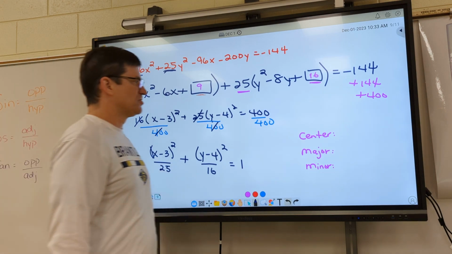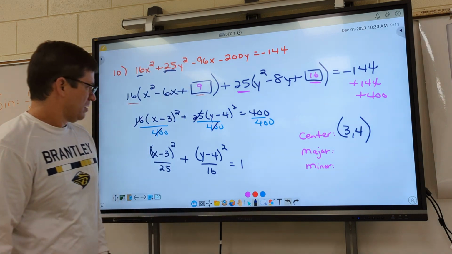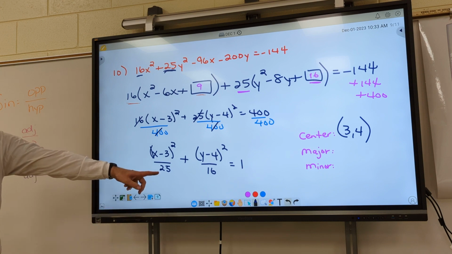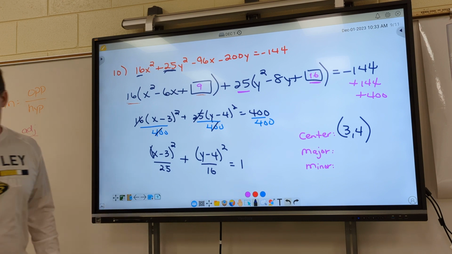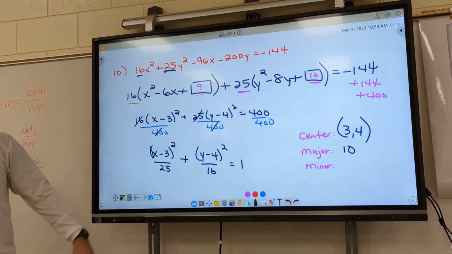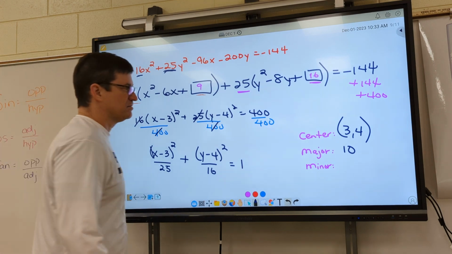All right, so our center is going to be positive 3 and positive 4. All right, the major on this one should be easy. Which number do I look at to find my major? All right, square root of 25 is 5. Double it, it's 10. That's easy. Square root of 16 is 4. Double it is 8.